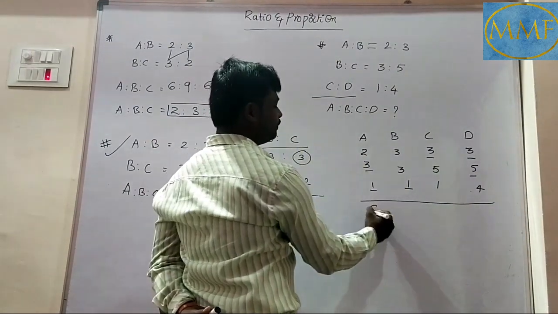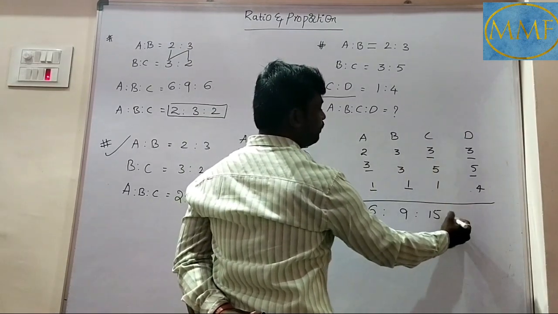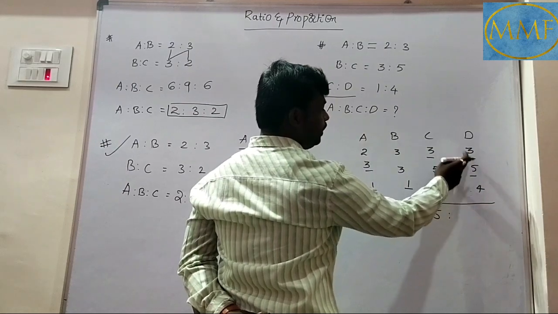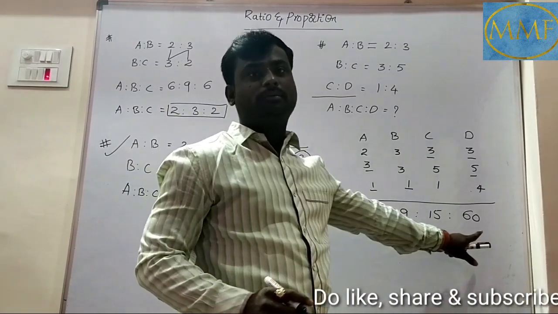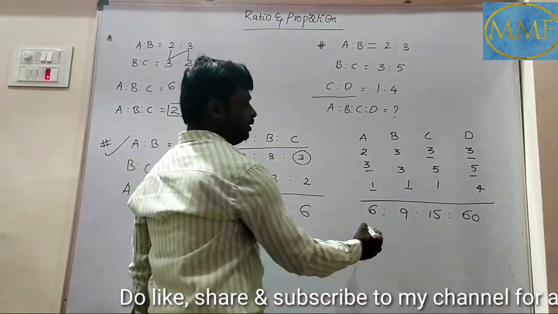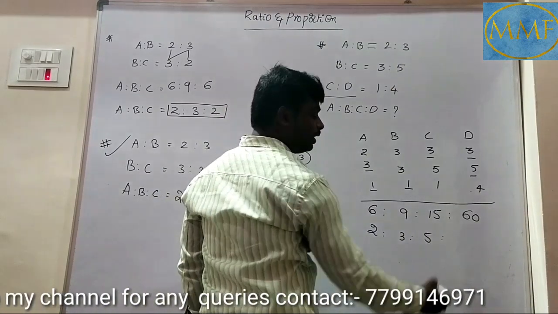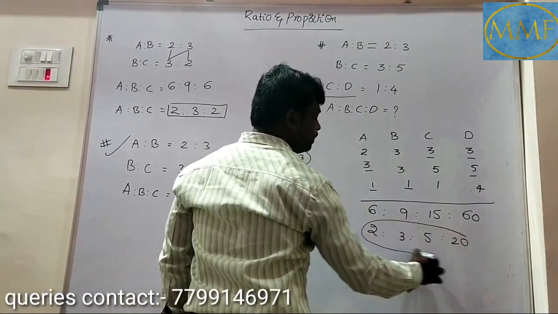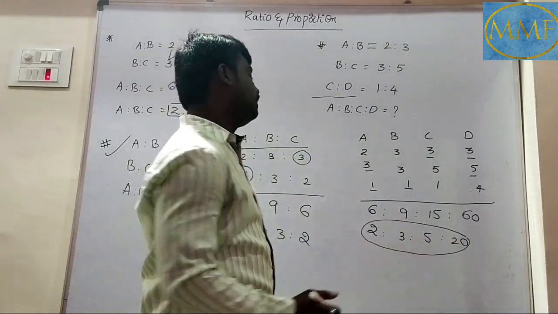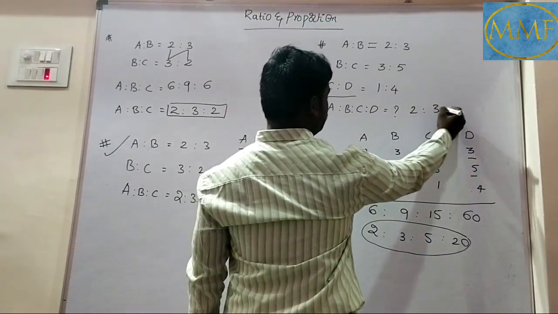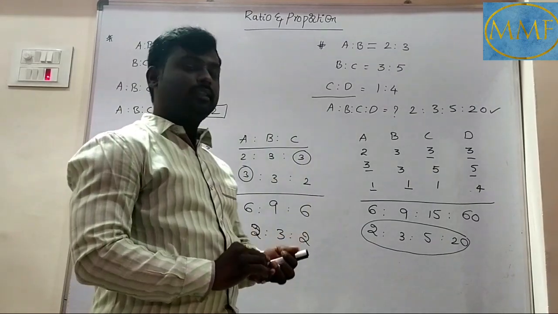2 into 3, 6. 3 into 3, 9. 3 into 5, 15. 3 into 5 into 4, 60. Now if these numbers are divisible by any number, yes, divisible by 3. 3 2s are 6, 3 3s are 9, 3 5s are 15, and 3 20s are 60. Again, are these numbers divisible by any number? No. So then A:B:C:D is 2:3:5:20. So like that we can do. I will tell you another method also.